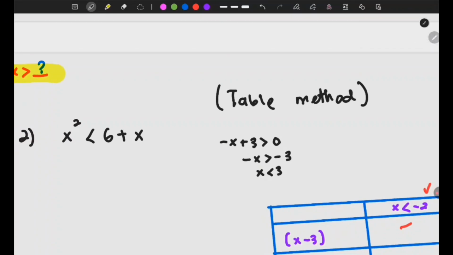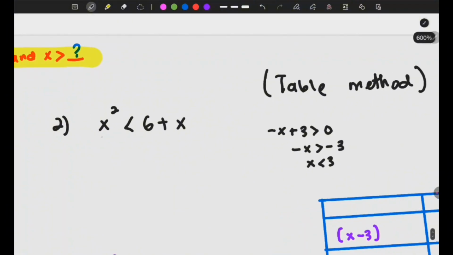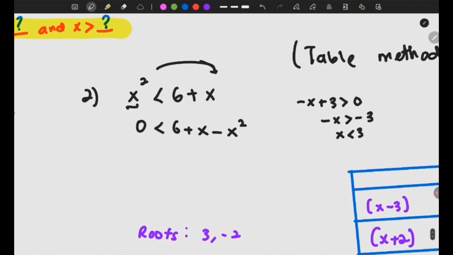So let's do the same thing here. This x square you bring here, so it becomes 0 over 6 plus x minus x square. This is how it looks like, right? Let me rewrite again in this way. It's the same thing, but written in the other version: negative x squared, the quadratic form, plus x plus 6, and this will be less than 0. I didn't change anything here, I just put this entire thing over here and this entire thing over here.